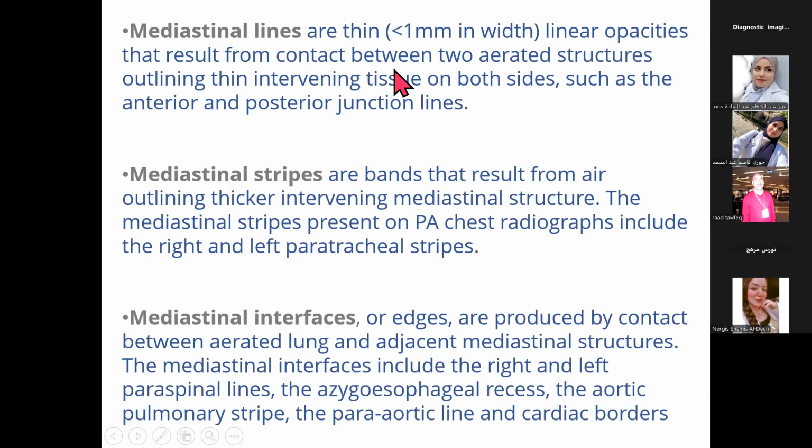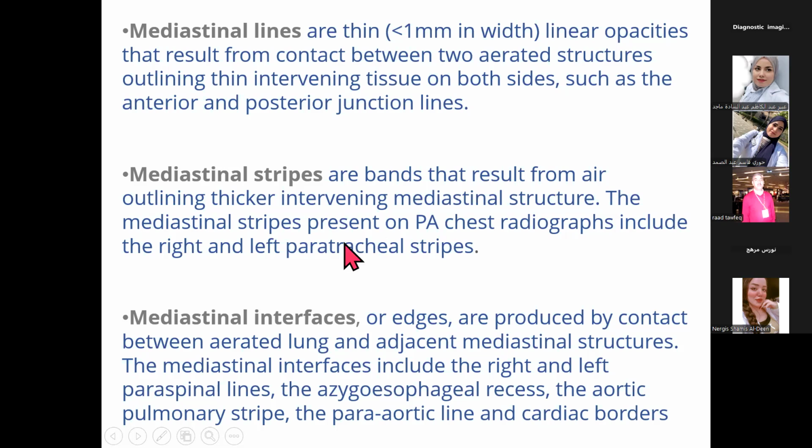Mediastinal lines are thin, less than 1 millimeter in width, linear opacities that result from contact between two aerated structures outlining thin intervening tissue on both sides, such as the anterior and posterior junction lines. Mediastinal strips are bands resulting from air outlining thicker intervening mediastinal structures.